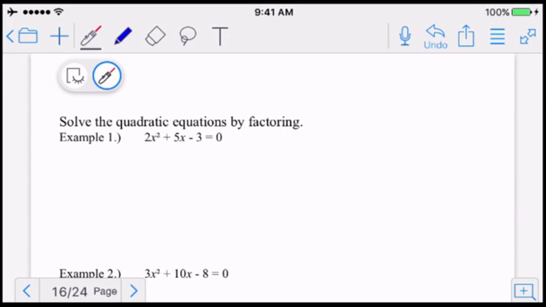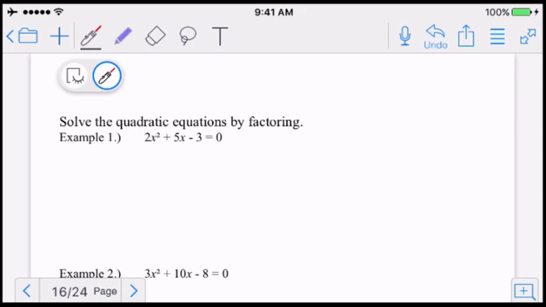So today what we're working on again is factoring when we have a coefficient in front of the x squared other than a 1 being there. So this example 1 has a 2. Since that 2 is in front of the x squared, you have to factor it a little bit differently. So what we're going to do today is factor and solve it.